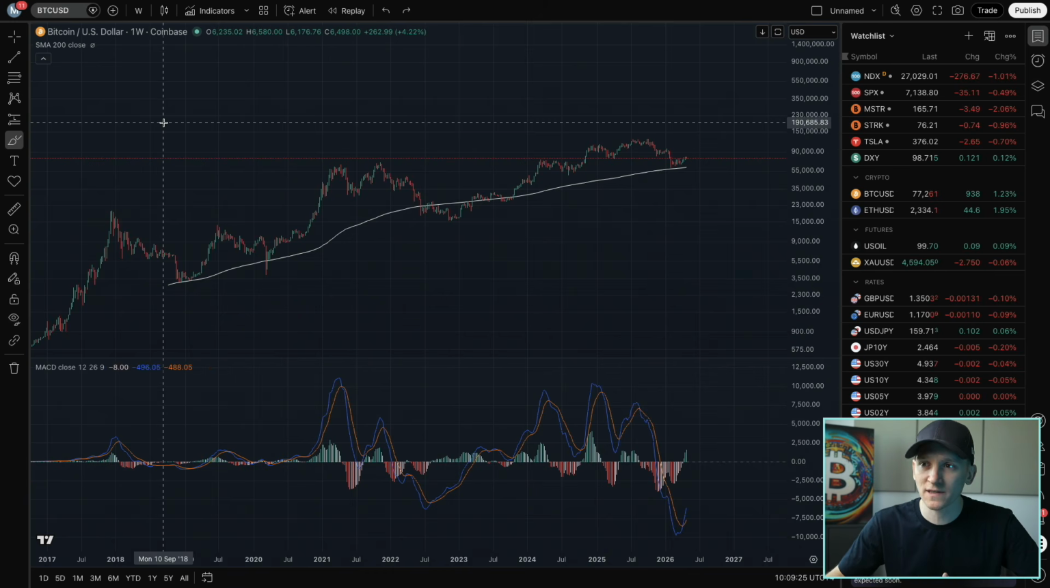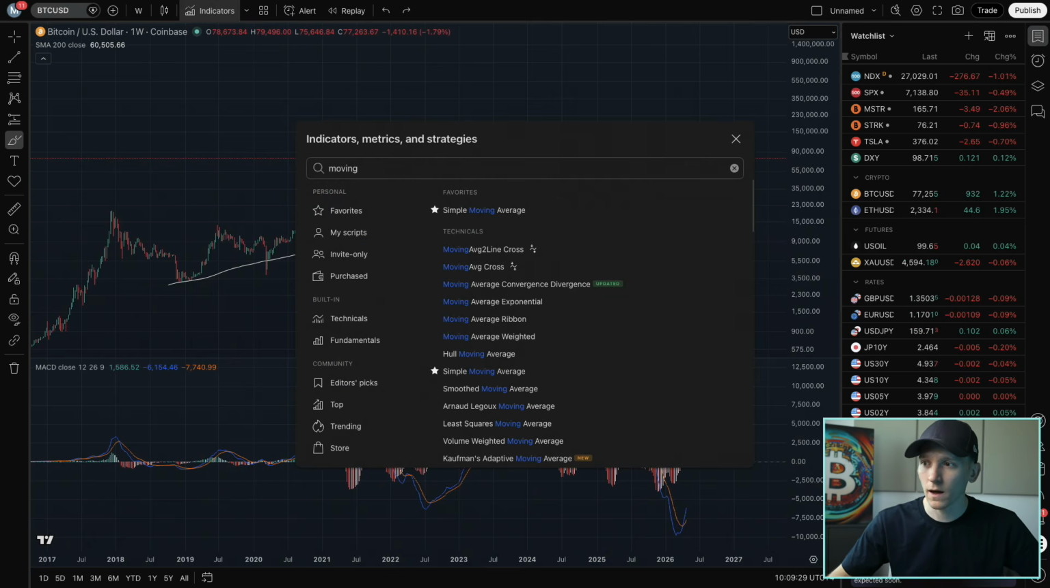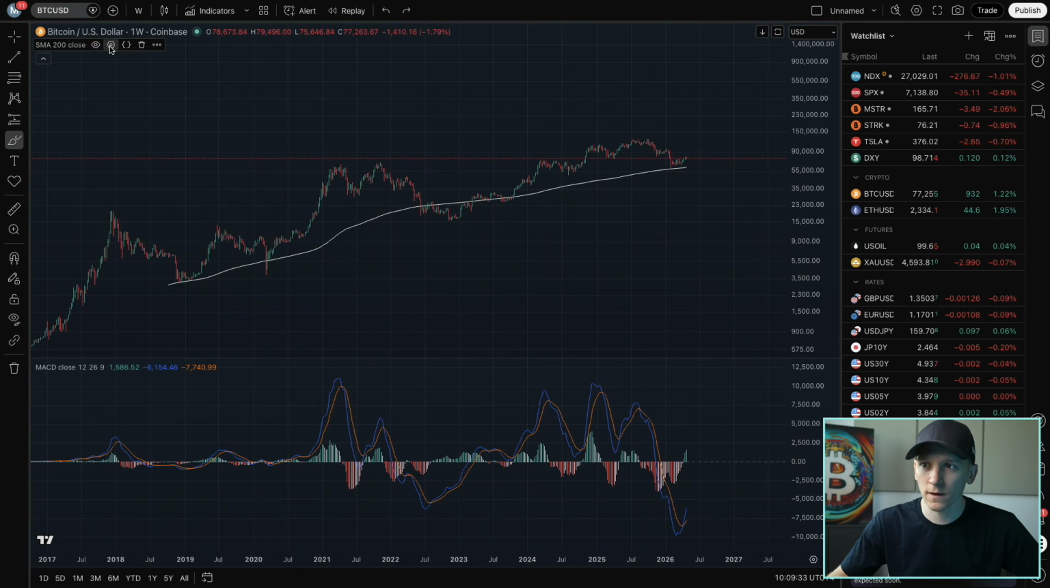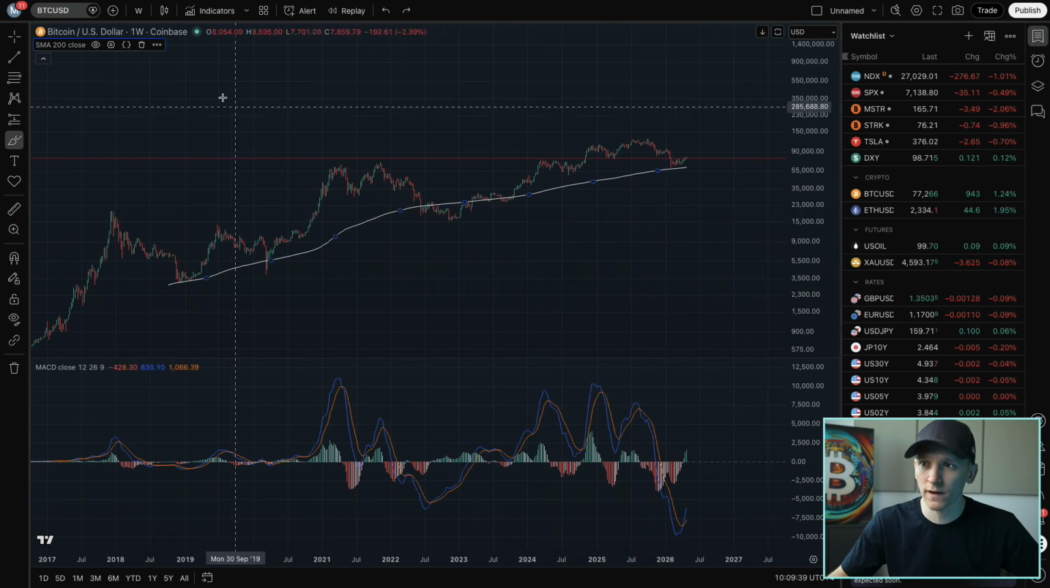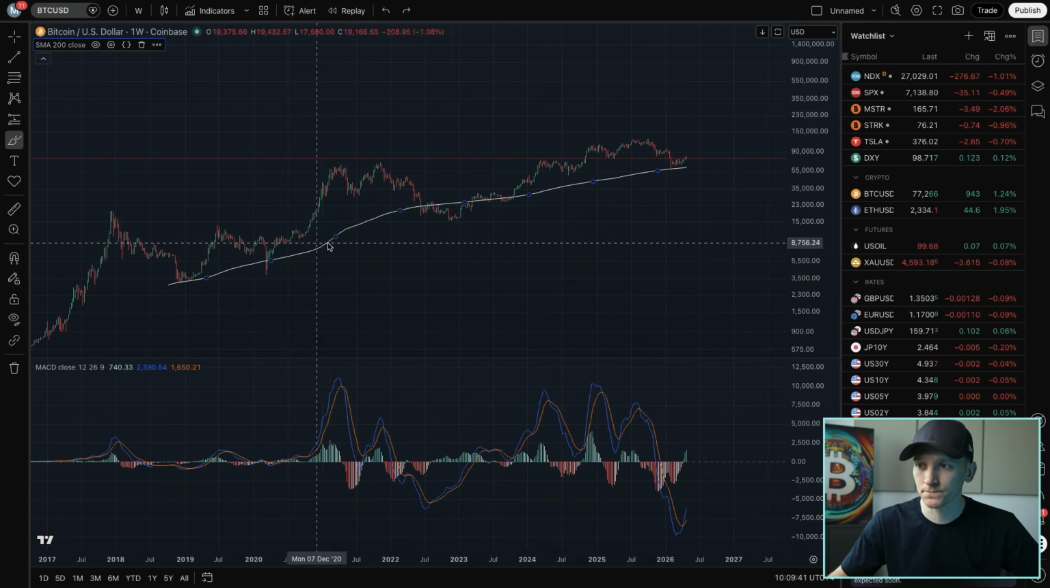So what you can do here is just add the 200 period moving average. So go to indicators, type in moving average, simple, and you can put 200 periods on here. So go to inputs, 200 on the length. So this is 200 periods, which for this chart is 200 weeks because I'm on the weekly chart here.